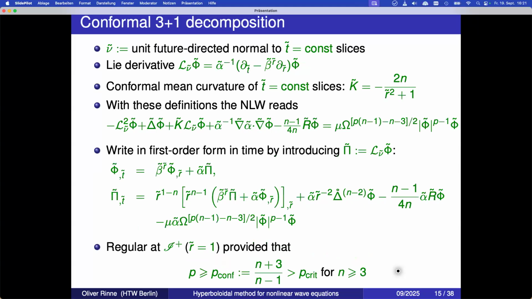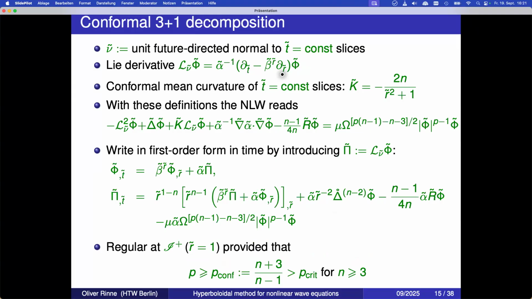Now, to do this numerically, it's useful to perform a 3 plus 1, so space plus time, decomposition. To do this, I define the unit future-directed normal to the t tilde equals constant slices. Let's call it nu tilde. This has a Lie derivative, which I have written down here for the scalar phi tilde in terms of the lapse and the shift.